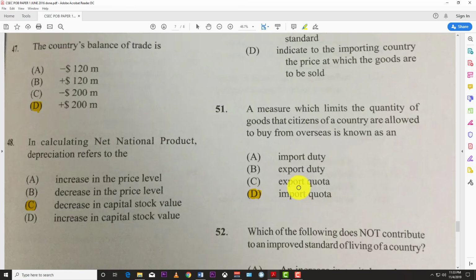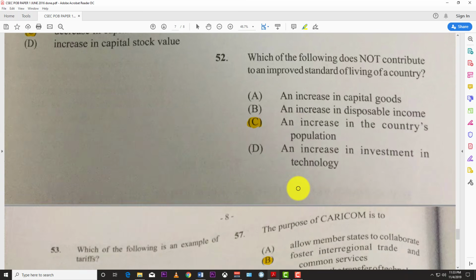So import quota. 52. Which of the following does not contribute to an improved standard of living of a country? And the best answer here is C, an increase in the country's population. Now the population will be more of a strain on the country's resources, so that does not contribute to an improved standard of living. Let's look at the rest. A, an increase in capital goods. An increase in disposable income, that's a good thing. An increase in investment, that's a good thing. So the best answer is C, an increase in the country's population.